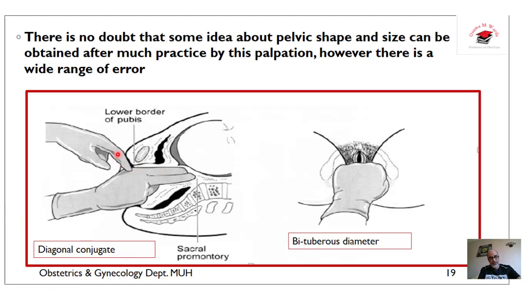This is the diagonal conjugate estimation. This is the fetal head. This is the sacral promontory, and we get a mark here on examination, withdraw our hands, and measure the distance from the tip of the middle finger to this landmark by a ruler and get the length. And this is how to estimate the bituberous diameter by the fist.